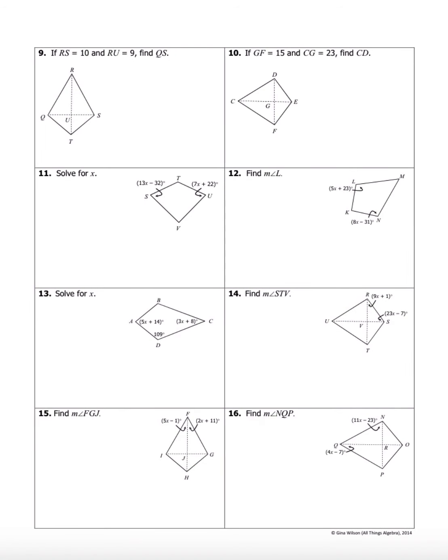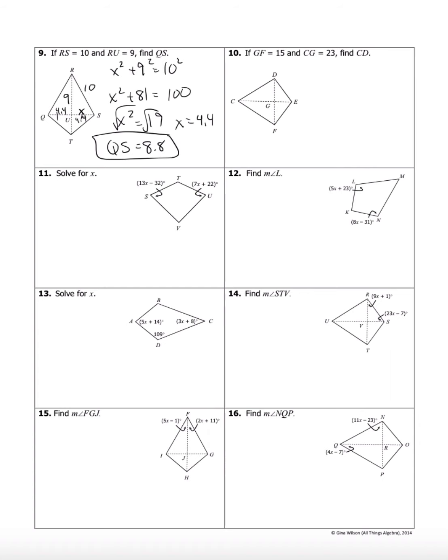All right, next page. So RS is 10, RU is 9, find QS. So these are equal, so I'm going to call this X, and at the end I'll double it. So here I'm going to say X squared plus 9 squared equals 10 squared. X squared plus 81 equals 100. Subtract 81. When I take the square root, X equals, oh, it's going to be 4.4. And then again, this is going to be 4.4. So QS is going to be 8.8.